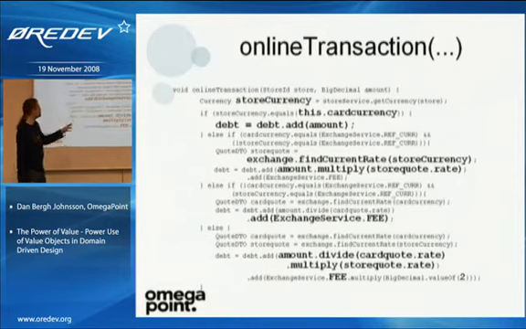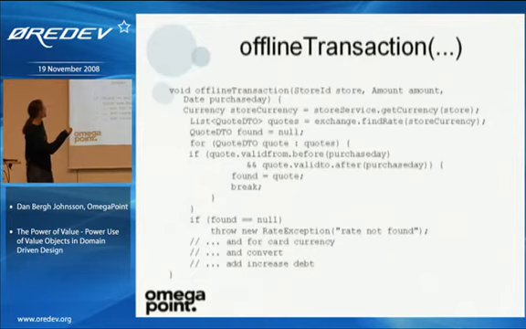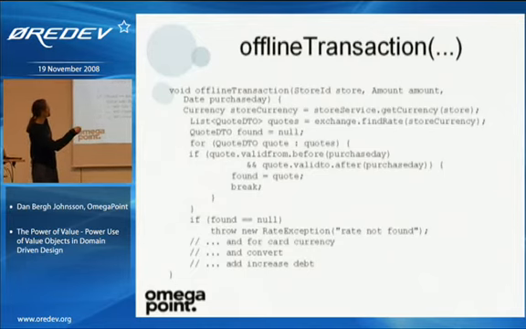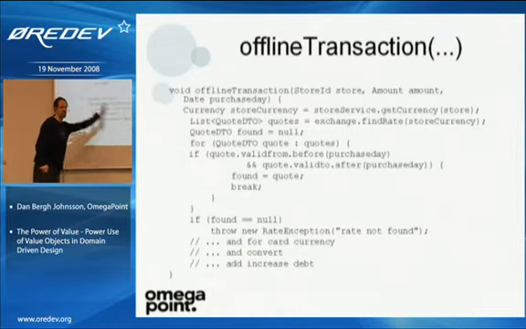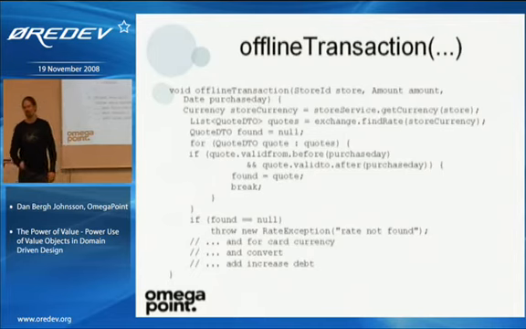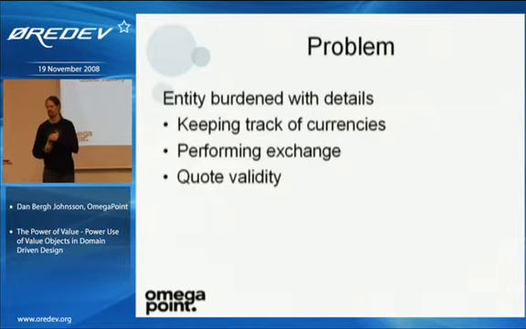It's kind of like, gosh, it's doing a lot of things. So, of course, we've got an offline transaction that will do basically the same thing, but it will also take the pain of going through a lot of quotes to find if the purchase date is within the valid interval. And then it will basically do a lot of stuff that the online transaction does as well. So, the problem here is that the entity is burdened with the details. It has to keep track of currency, it's performing the exchange, keeping track of whether to multiply or divide with the rate, and it has to check validity of the quote.